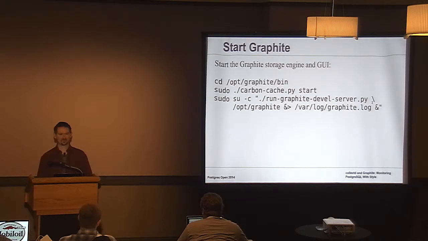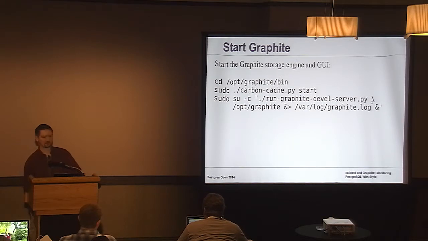I'm not sure I wrote one for the book. I probably did, but again, you have to start two things, not just one. You've got to start the Carbon cache and Graphite as a web service. And the thing is, because it's a Django application, you can start it up, and then since it's supposed to be done with a proxy.